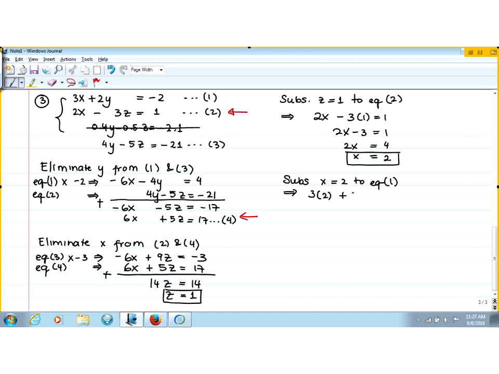So you have 3 times 2 plus 2y is negative 2. So 6 plus 2y is negative 2. What is it? 2y is negative 8. Is it? Y is negative 4. Okay. So what's my solution? 2. Yes.